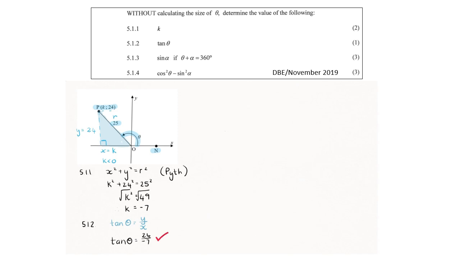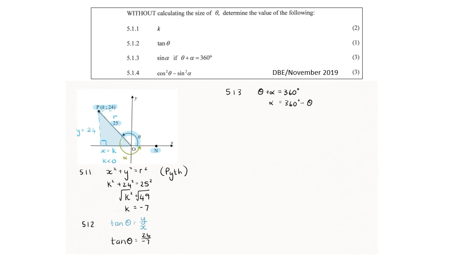In the third question, they tell us that we have to determine the value of sine alpha if theta plus alpha is equal to 360 degrees. Now, they've indicated theta on the sketch, and if theta plus alpha is equal to 360 degrees, it means that alpha has to be this angle, so it's basically completing the revolution. We can write then that theta plus alpha is 360 degrees, and that means alpha is equal to 360 degrees minus theta.